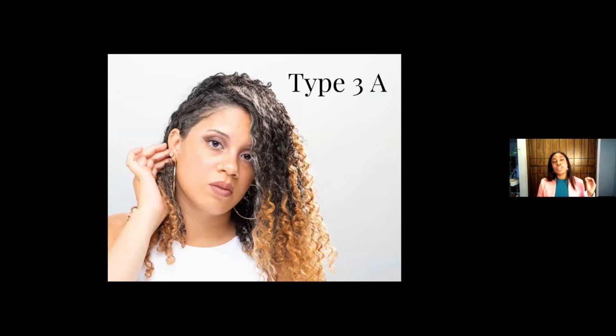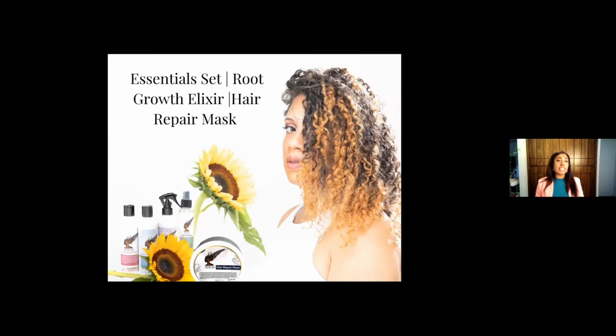You can go from these beautiful, lovely curls and spirals to a bone straight, flat iron, silk press, whatever you call it. You have so many different looks that you can switch up the game with. One day you can be straight and silky, and the next day you can be curly and keep it moving. What products are suitable to help restore this hair? I recommend for this hair type and hair texture, the Essential Set, the Root Growth Elixir, the Hair Repair Mask.